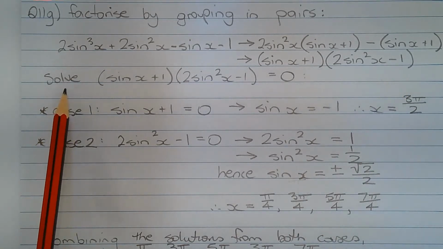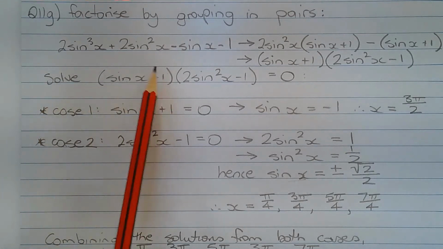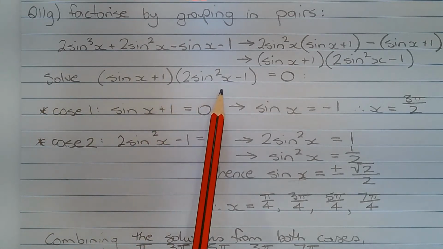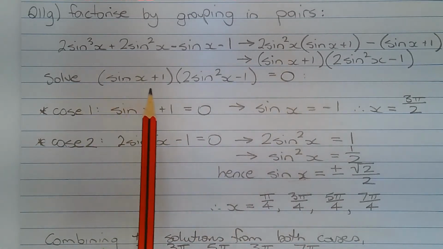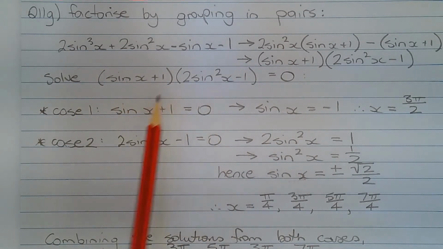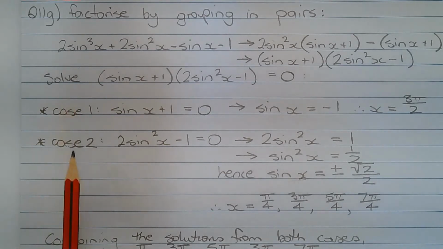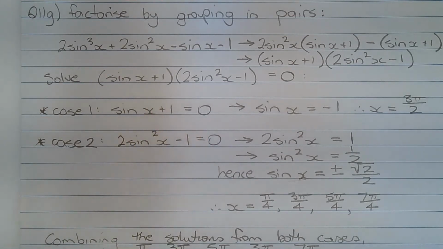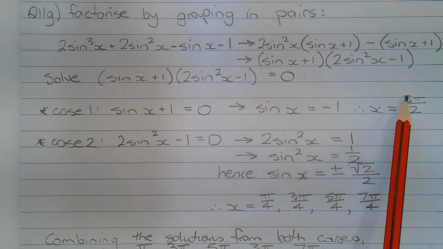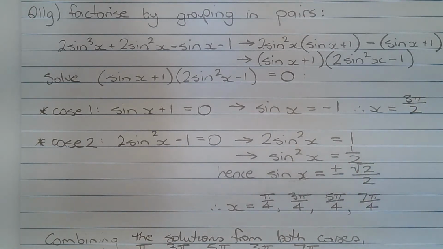Next, we solve the equation in factor form. So we're going to solve sine x plus 1 in brackets multiplied by 2 sine squared x minus 1 in brackets equals 0. And for this equation to equal 0, either one of these two brackets or both need to equal 0. And this can be split into two cases. So case 1, we have sine x plus 1 equals 0. Subtracting 1 from both sides, we get sine x equals negative 1, and therefore x equals 3 pi over 2 radians. And for case 2, we have 2 sine squared x minus 1 equals 0.